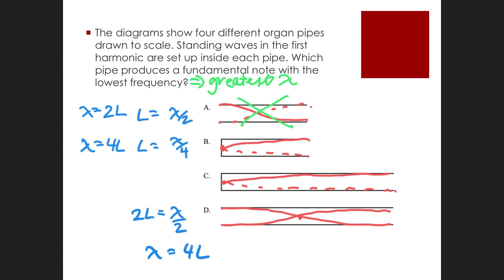Let's just double check with C. We've got 2L equals 1/4 of a wavelength. That gives me that lambda is going to be equal to 8L. That definitely is the greatest wavelength. It will give us the lowest frequency.